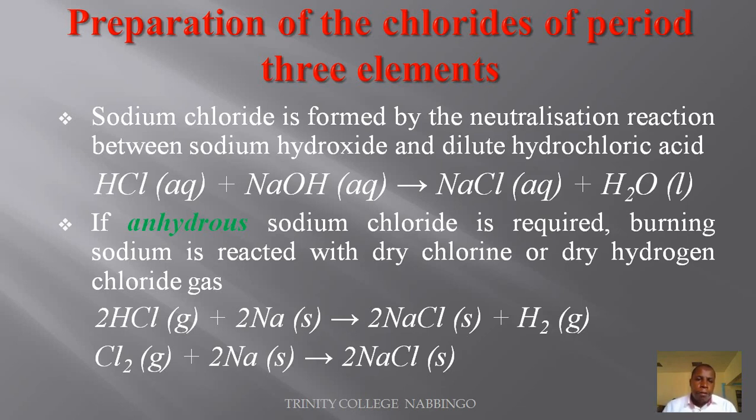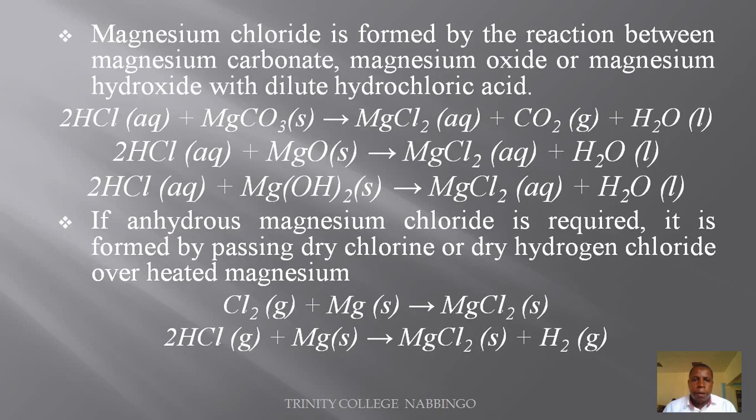However, if the sodium chloride is required anhydrous, that means dry, we can react sodium with dry hydrogen chloride gas, and we are able to get our sodium chloride, which is anhydrous, plus hydrogen gas as a byproduct. But also we can prepare it by direct synthesis. This is a reaction between chlorine and sodium, and then we are able to obtain sodium chloride.